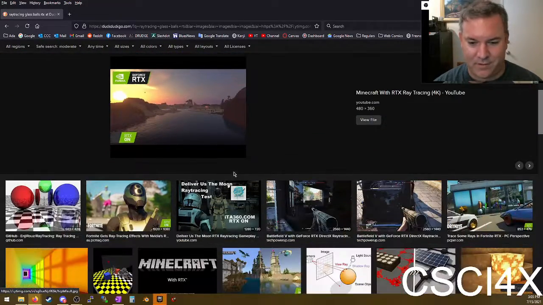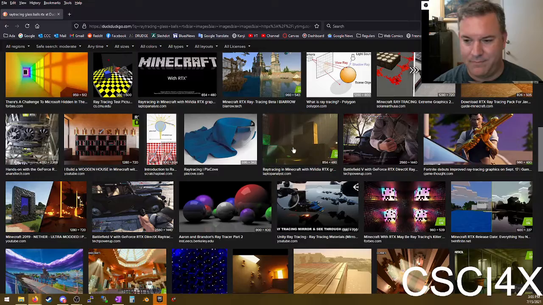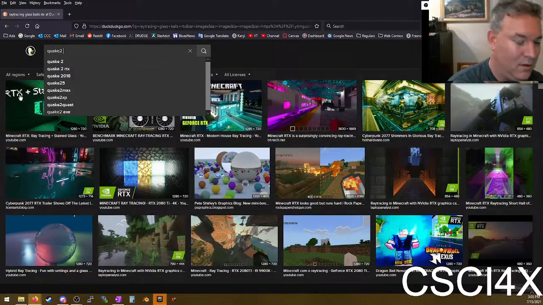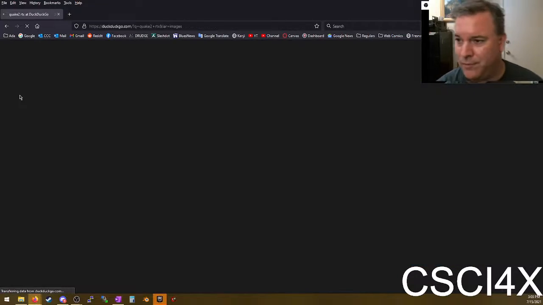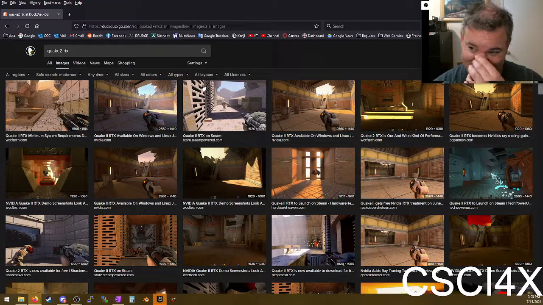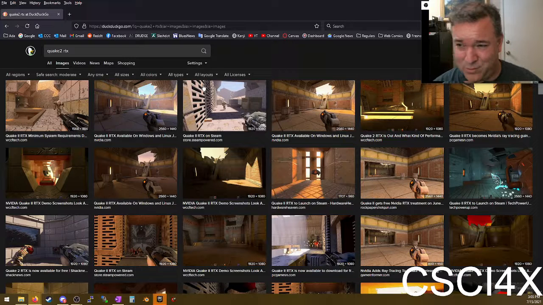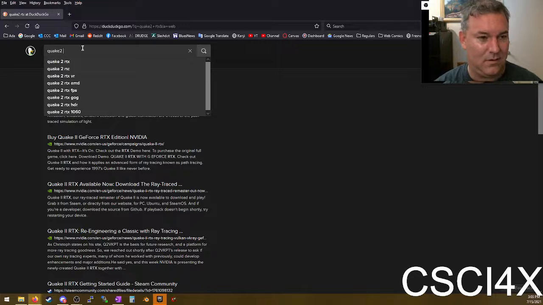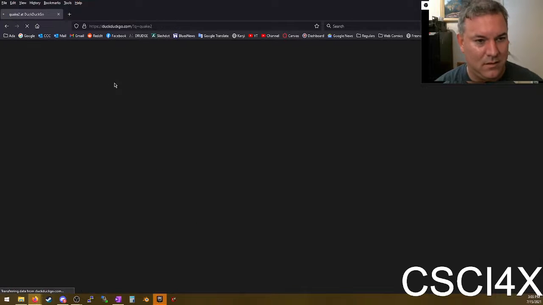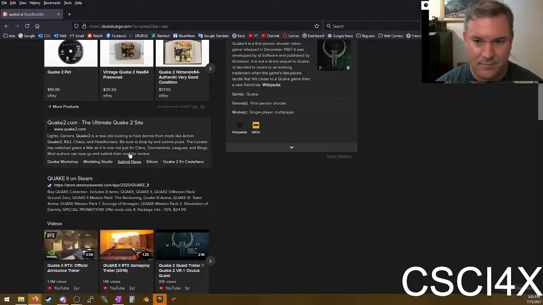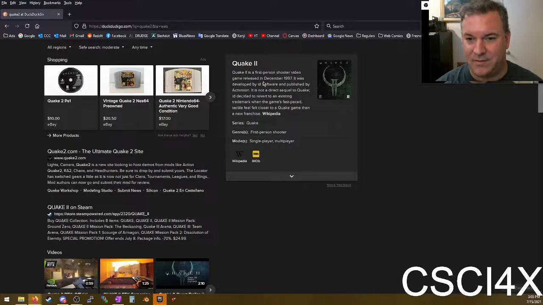Minecraft looks pretty good with RTX on. There's a great talk by the people that did the Quake 2 RTX conversion. So Quake 2 is an old game. It came out in like 98, maybe? When did Quake 2 come out? 97. December of 97, yeah, so close to 98.